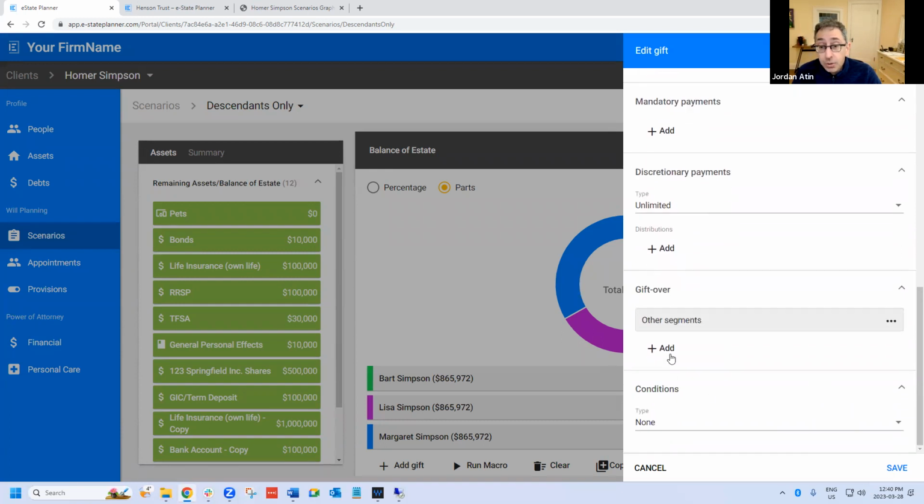Okay. So, and again, we could choose to do it somewhat differently. We could say Lisa gets it. And then if Lisa's not alive at the end of the trust, her kids get it. And only if she has no kids do I want it to go to the other segments. Okay. And of course, other segments will only appear if there are other segments. So if you only have one gift, other segments is not an option. Okay.